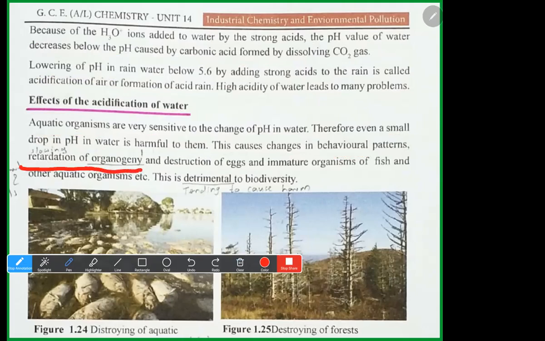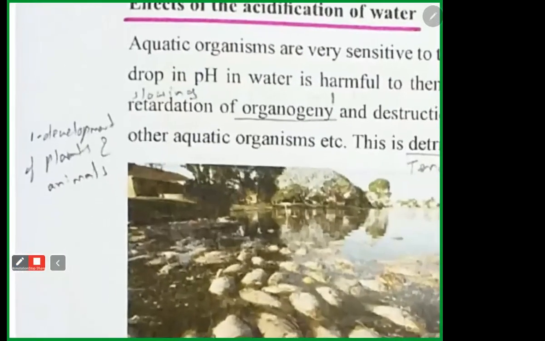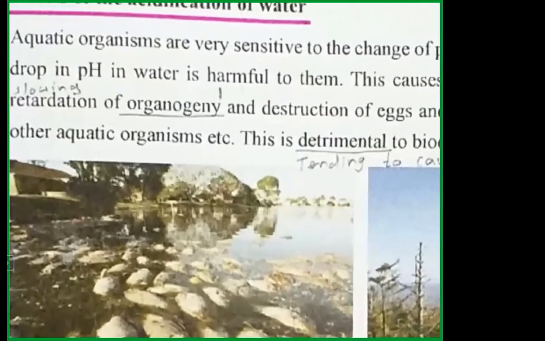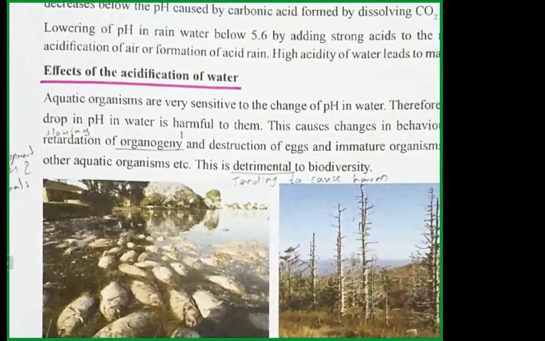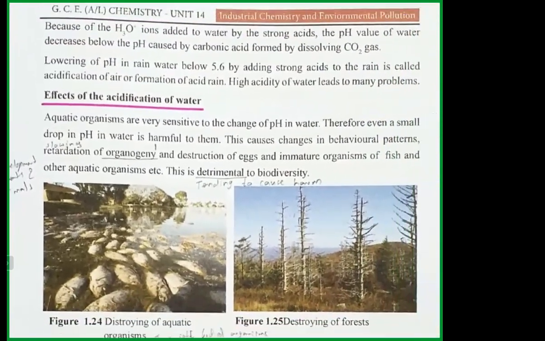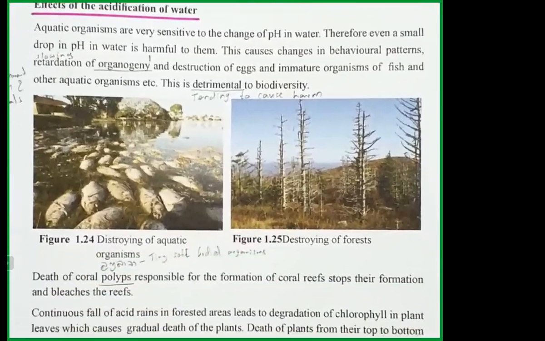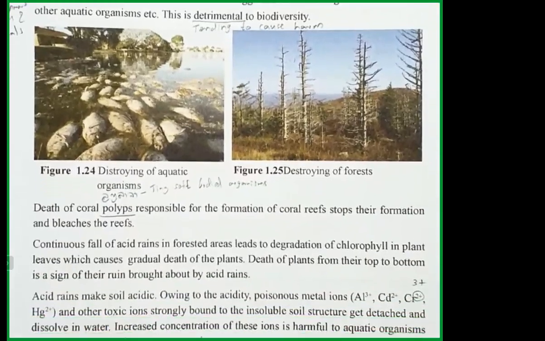organogeny. What is that word? Organogeny means developing of plants and animals, the generation of organs. Organogeny. And destruction of eggs and immature organisms of fish and other aquatic organisms, etc. This is detrimental to biodiversity.